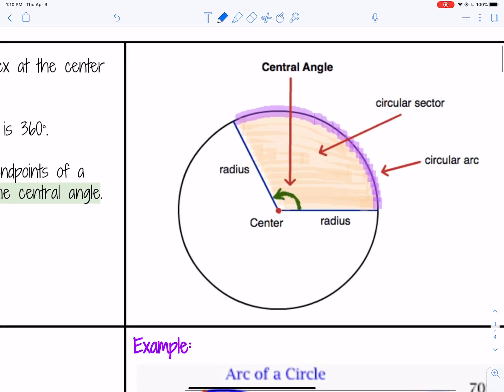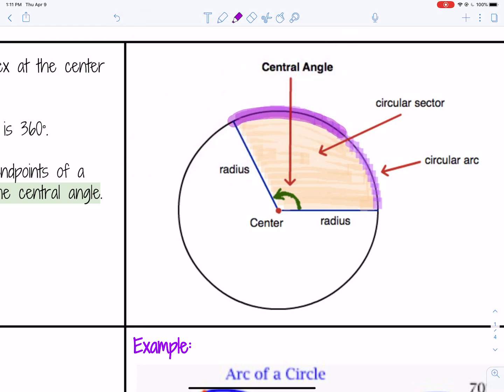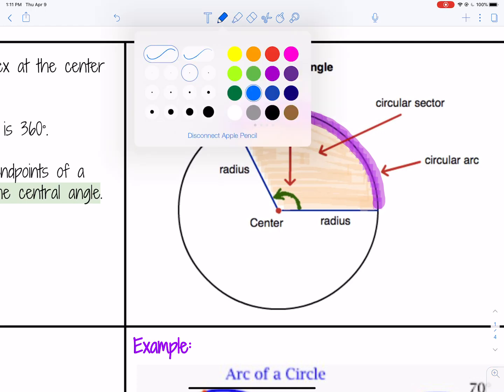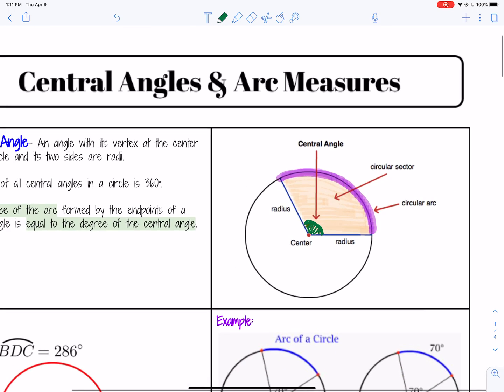So there's a nice picture over here of what this is talking about. We have our arc. They've shaded in purple right there. And that arc that intercepts those two radii is equal to the central angle right here in the middle. So the central angle equals the arc that it intercepts.